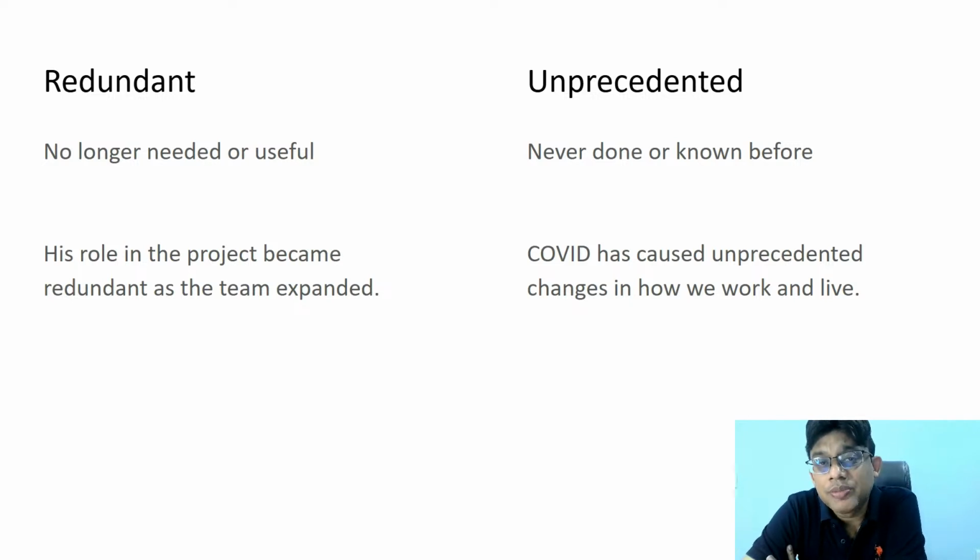So redundant is something not useful anymore. And unprecedented is something that was not known before. After COVID, we learned lots of things that were not known before, like putting on the mask, taking precautions, using the sanitizer and all that stuff. So make a sentence.